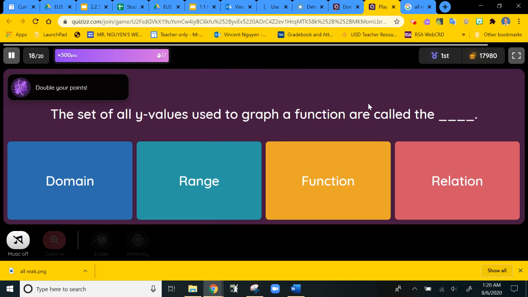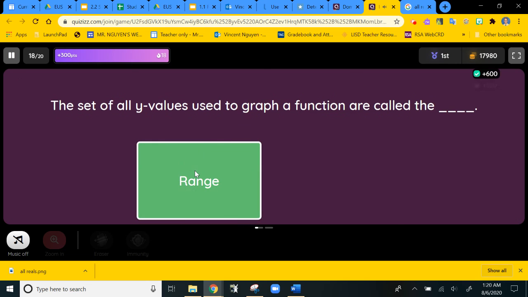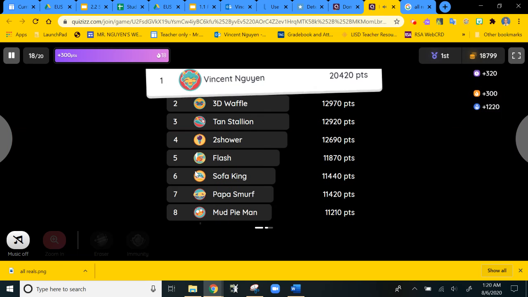The set of all y values used to graph a function is called the set of all y values. Y values would be the range. Here we go. Range. That was an easy one. I'm glad I used the double points.